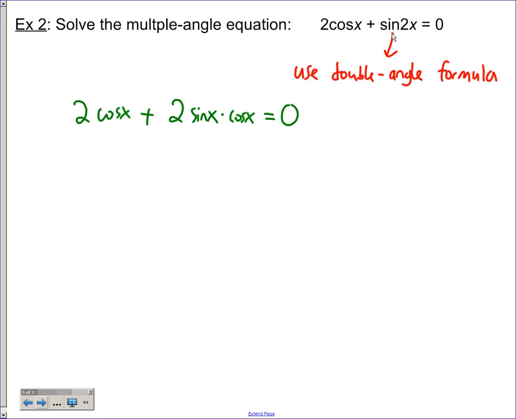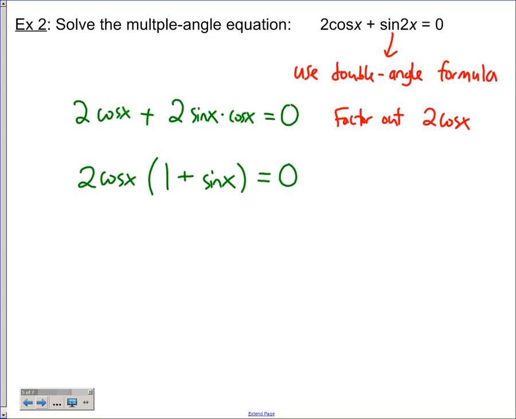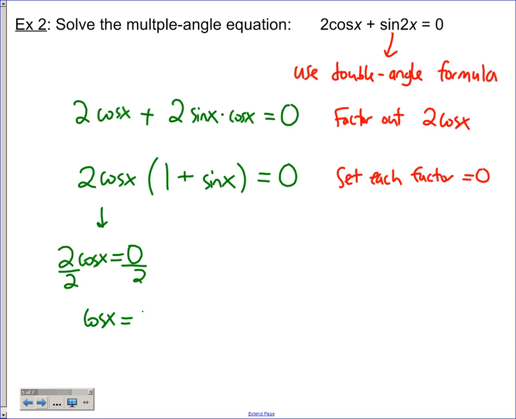So now I want to factor out. I've got a 2 times cosine of x in common, so let's factor that out. Got 2 cosine of x, and I'm left with 1 plus sine of x equal to 0. So I'm in factored form, so I'm going to set each factor equal to 0. So the first one gives me 2 cosine x equals 0. If I divide by 2, I just get cosine of x equals 0.